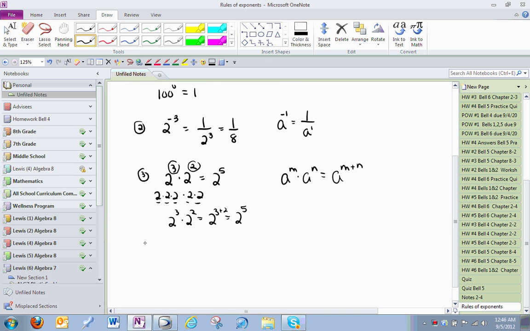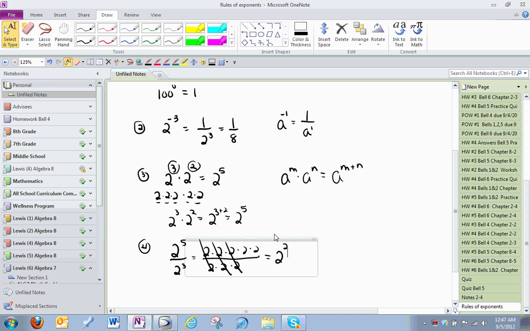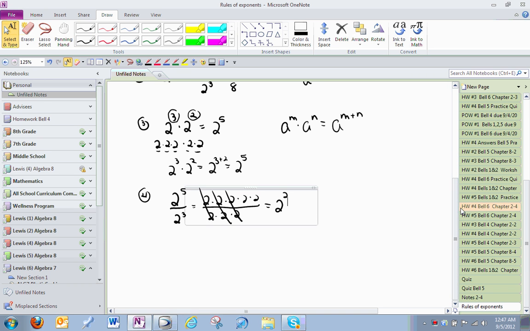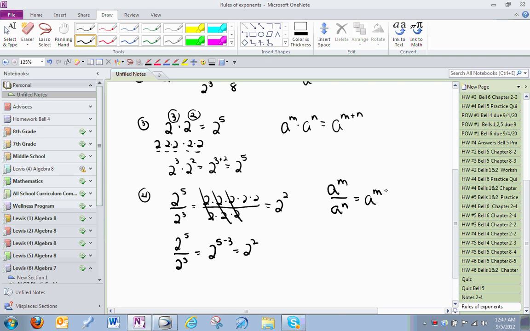The next rule we're going to learn is division. If you had 2 to the fifth divided by 2 to the third, you would write it out as five 2's divided by three 2's, and you can make names for 1. So what you have left is 2 to the second. A shorter way to do that is to realize that when you divide, you subtract your exponents. So 2 to the fifth divided by 2 to the third equals 2 to the 5 minus 3, or 2 to the second. The way they write that rule is a to the m over a to the n equals a to the m minus n.